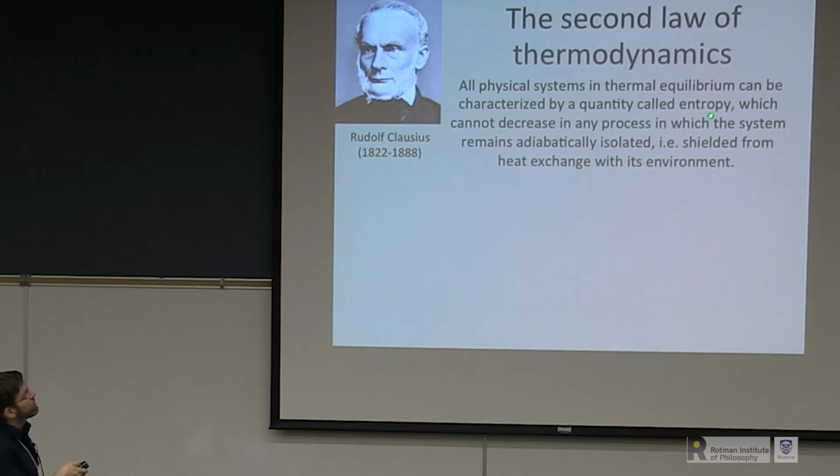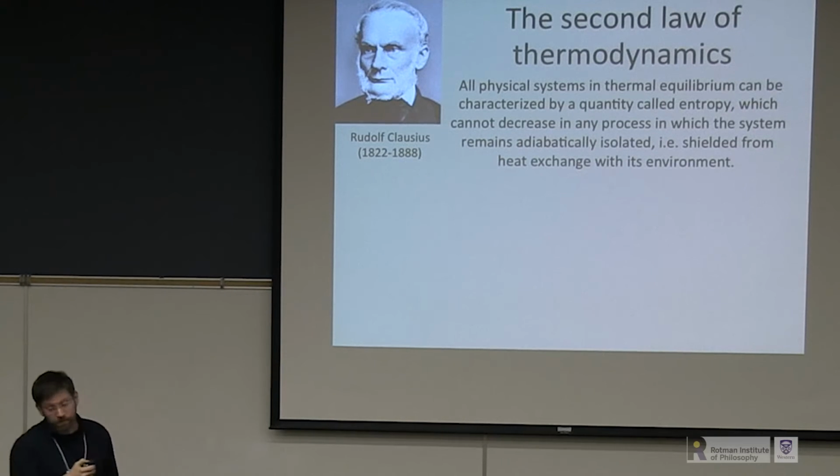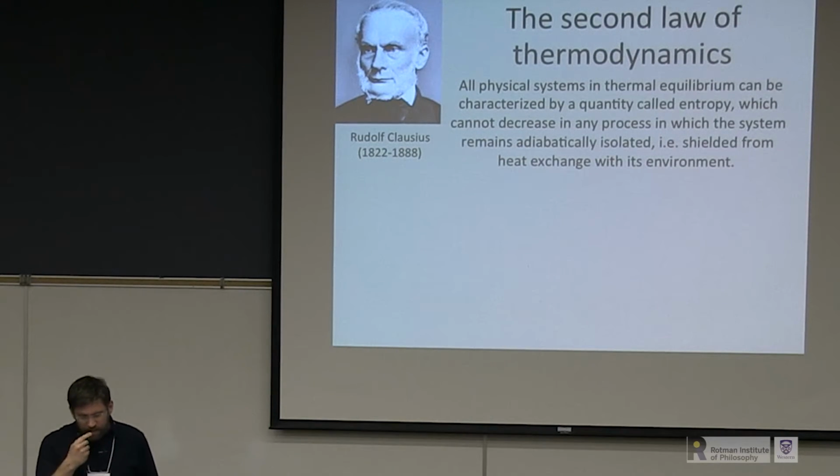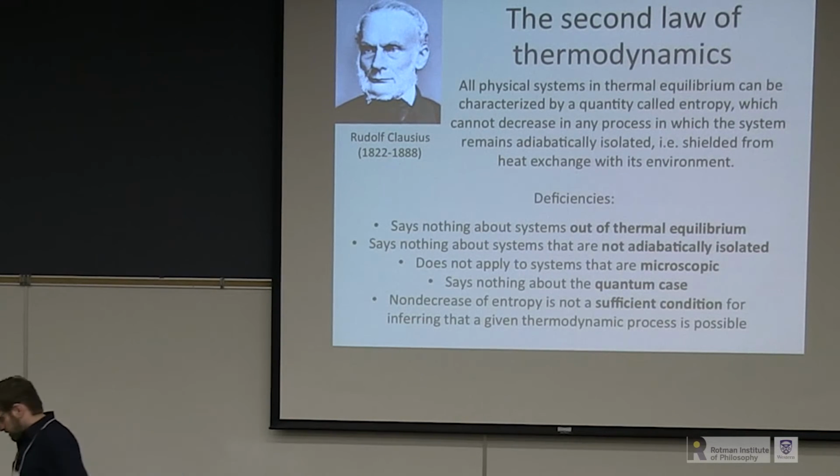All physical systems in thermal equilibrium can be characterized by a quantity called entropy, which cannot decrease in any process in which the system remains adiabatically isolated, which means shielded from heat exchange with the environment. So that's meant to be the gold standard of the second law. And just as there were deficiencies with Noether's theorem, I see a lot of deficiencies here.